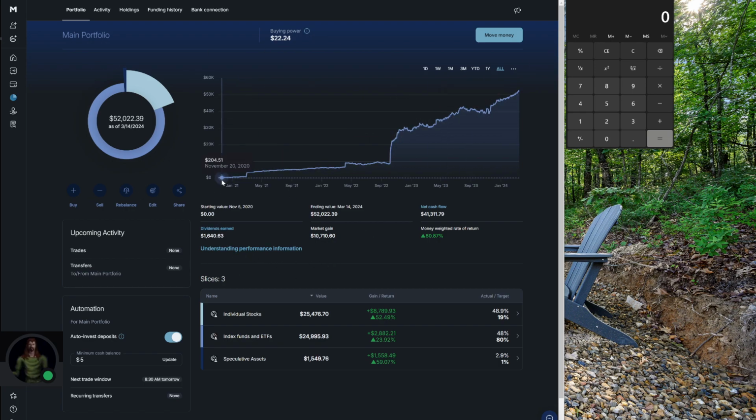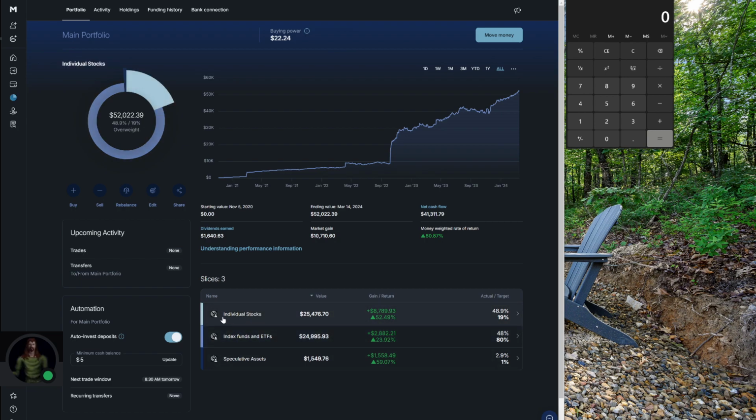So far, I started probably, was it 2020, and overall I've earned $1,640.63 in total dividends with a market gain of $10,710.60, with a total account value as of March 14th at $52,022.39. So I think I'm doing pretty well.